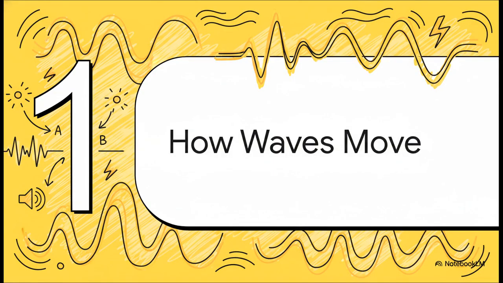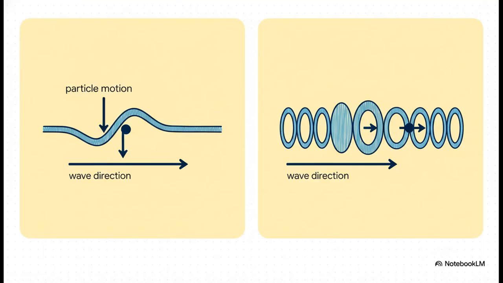So, we know this energy is on the move. But how does it actually do that? Well, it turns out there are basically two main ways that waves get around. Okay, so you've got two types. First, there are transverse waves. This is like our ripple in the pond, or even light itself. The particles move up and down while the wave itself moves forward. So the motion is perpendicular. The best way to picture this is just shaking a rope up and down.